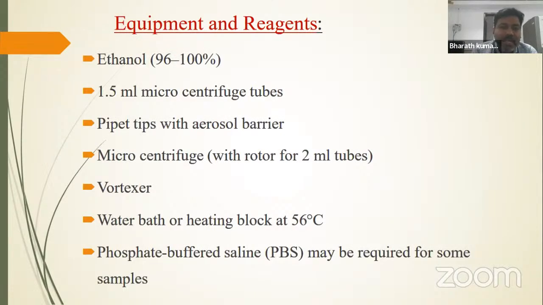And coming to the equipment and reagents. We require 96 to 100% ethanol, and then 1.5 ml microcentrifuge tubes, and then pipette tips with aerosol barriers, and then a microcentrifuge, which is also called a mini spin. See here, it does not require any refrigerated centrifuge. So all these procedures we can do at 15 to 20 degrees centigrade, that is room temperature. And then we require a vortex for mixing, and then we require a water bath or heating blocks. These heating blocks are very suitable for DNA extraction. And phosphate buffered saline is required for dilution of samples.